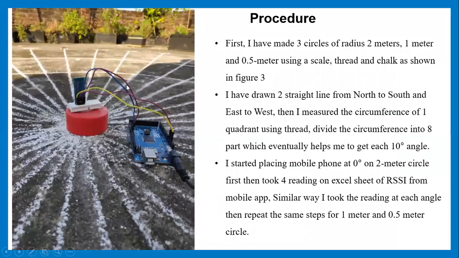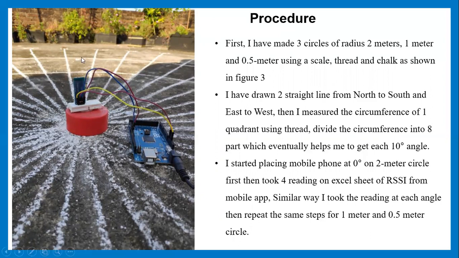The procedure for this experiment involved, first of all, marking the center. After that, we made 3 circles using the thread and chalk. After making the 3 circles, we drew 2 straight lines, from north to south and from east to west. Now we took one of the quadrants and measured its circumference using a thread, and then we divided this into 8 equal parts, from which we are able to get 10 degree angles.